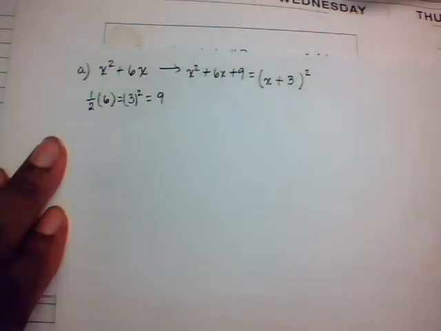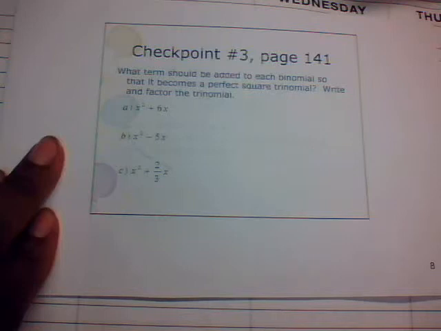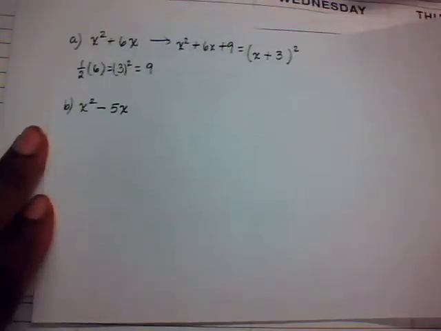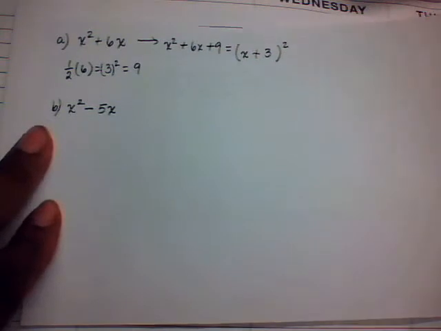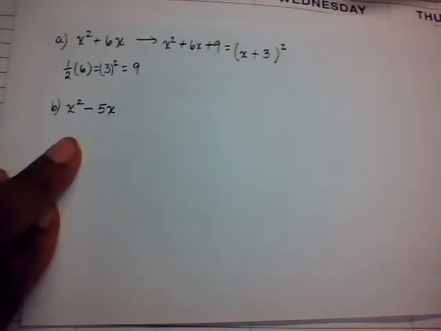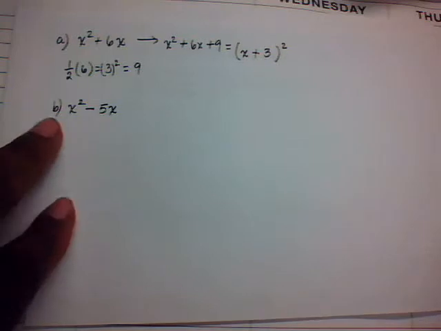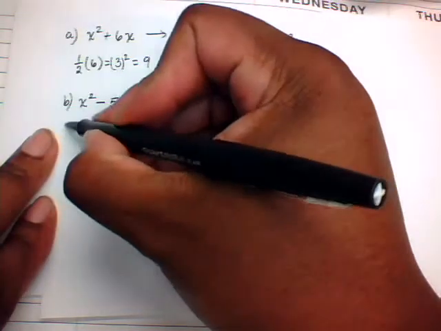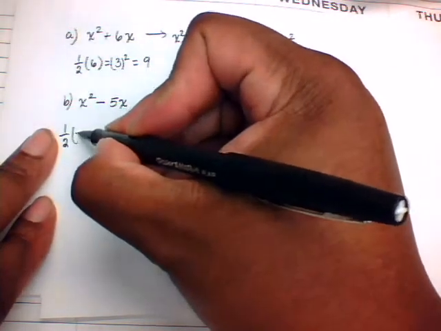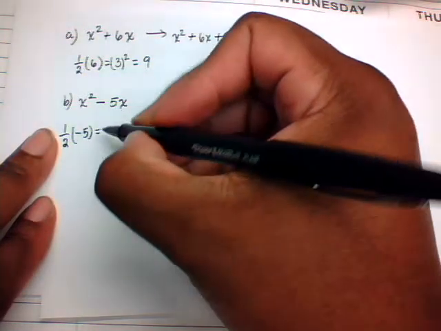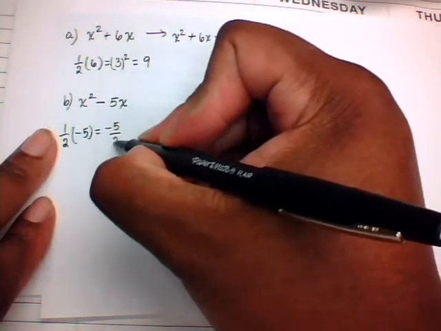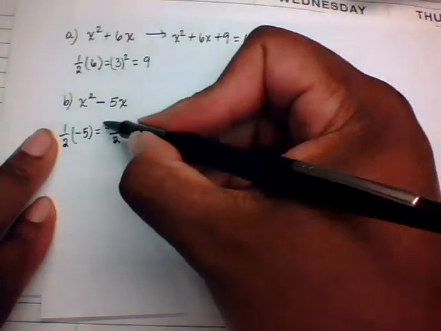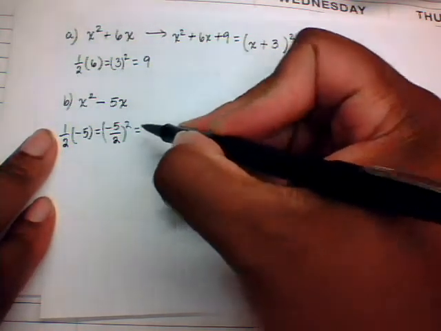Another example will be x squared minus 5x. Okay. So we want to find out what terms should be added to each binomial so that we'll get a perfect square trinomial. Okay, so we look at the negative 5 here. We're going to take 1/2 of the coefficient of x, which is negative 5, and that's going to be negative 5 over 2. And then square it.